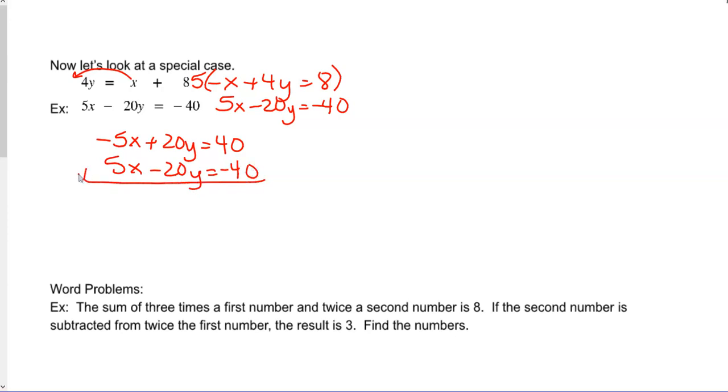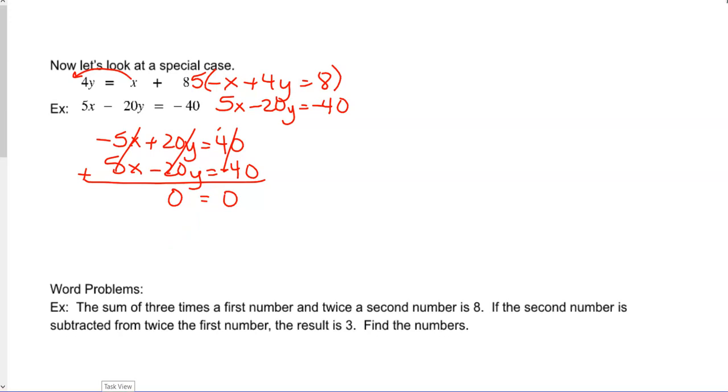And now I'm going to add them. Okay, now when I add them together, look what happens. That goes away, and this actually goes away. So I get 0 on this side, I get 0 on that side, and what I have is a case where I don't have a variable.